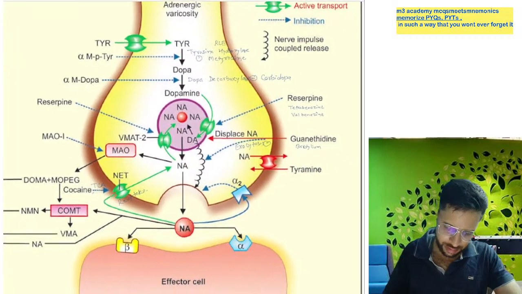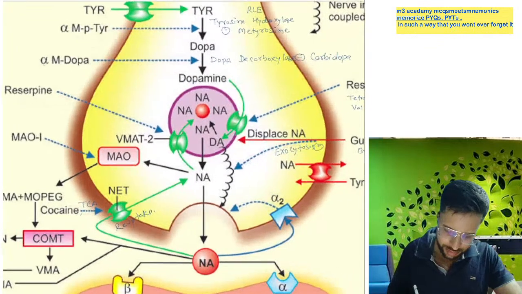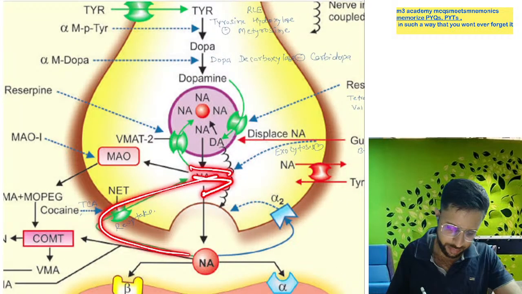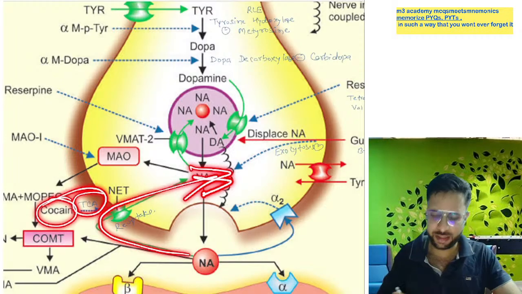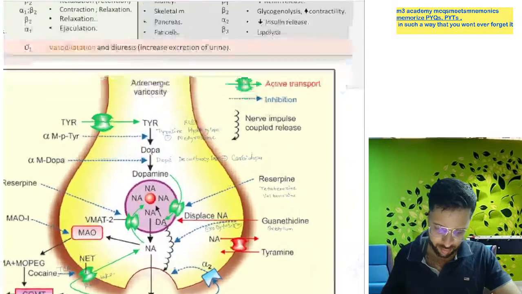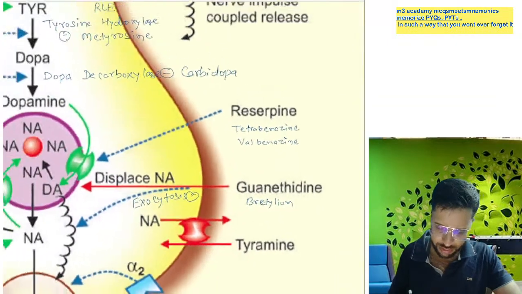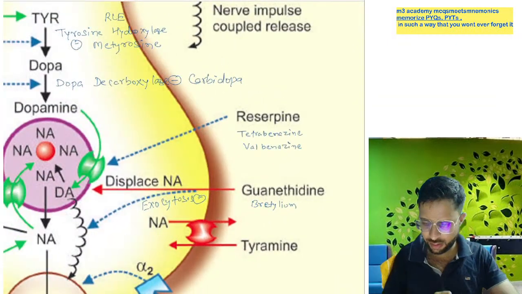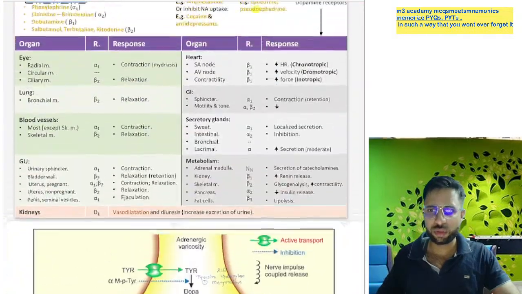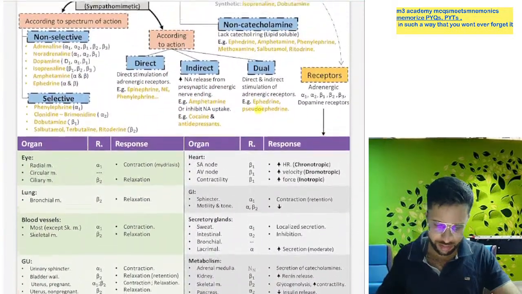Yes, and this noradrenaline reuptake is inhibited by cocaine and tricyclic antidepressants. Now exocytosis of this neurotransmitter is inhibited by guanethidine and bretylium. Yes, you can draw this diagram yourself and practice. So let us see again what is happening here.